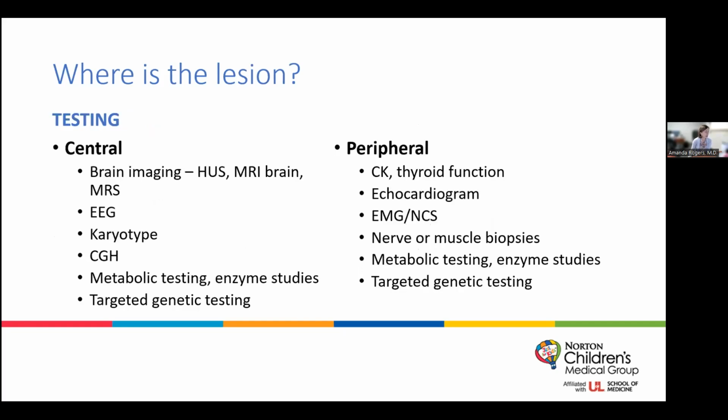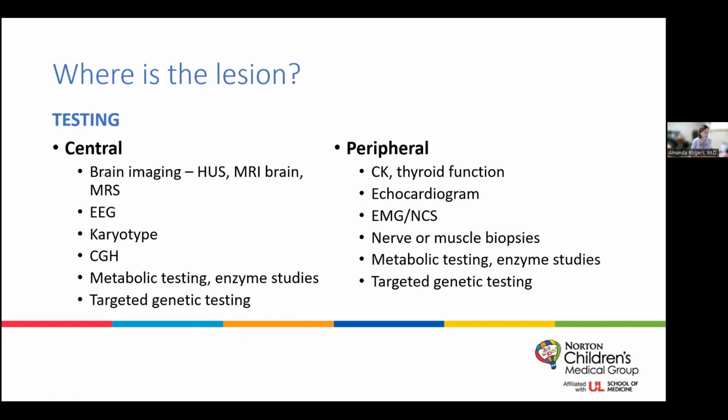So once we determine what we think is most likely, we can proceed with some more testing beyond our history and physical exam. If we think that a patient is more likely to have a central nervous system cause, we can do brain imaging, we can do EEG, we can do genetic testing for inborn errors of metabolism, and often patients receive all of these tests depending on how severe the case is and how concerned we are.